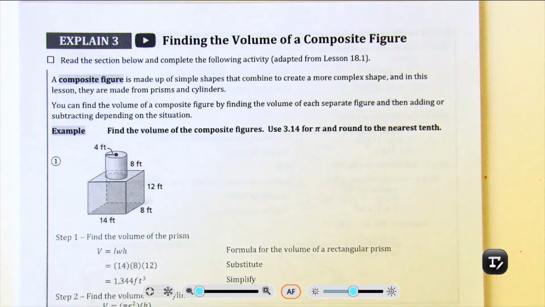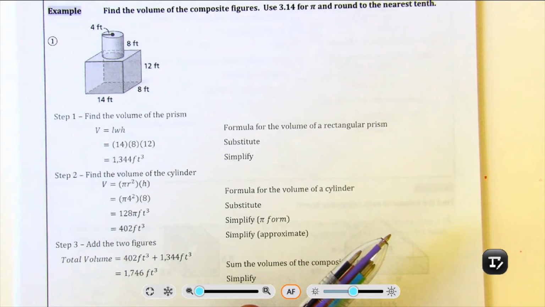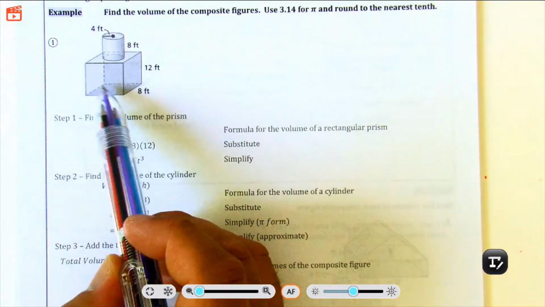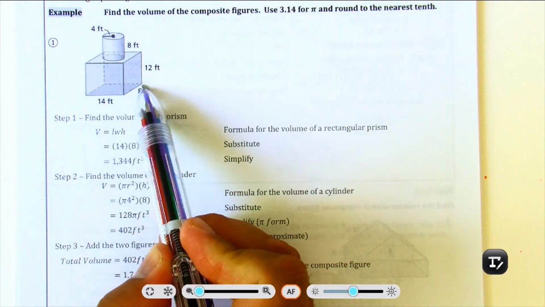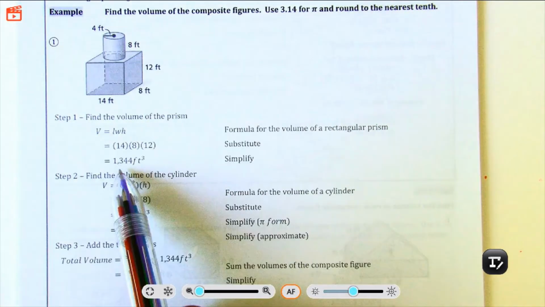So this example is already worked out for us, but I'm going to walk us through it. They start off with the volume of the prism, and to find the volume of the prism, they do the length of the prism times the width times the height. 14 times 8 times 12 is 1,344 feet cubed.